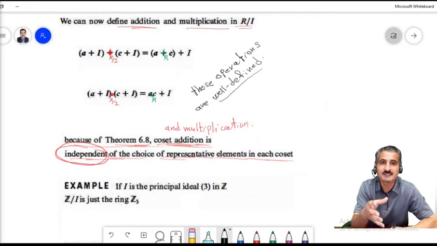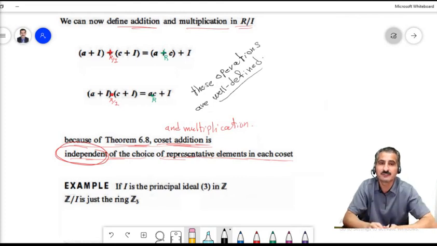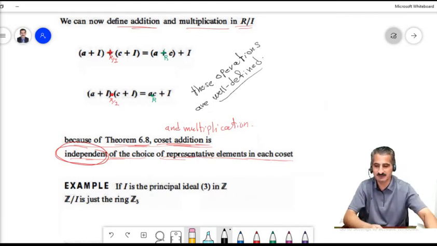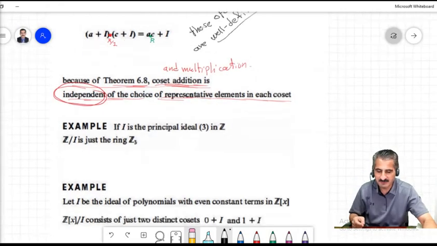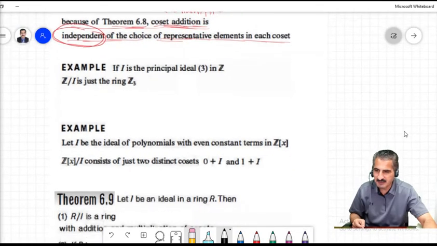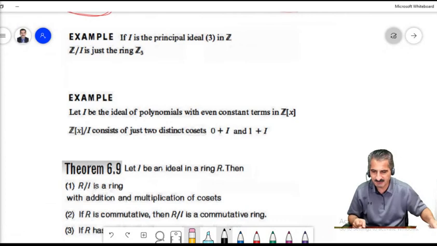So a coset might be represented by so many, maybe infinitely many elements, and you don't want that to affect the image of that element under the function. So no matter what element you use inside that function, the result will always be the same. That will be called a well-defined function, and we will see it in a while. Okay, now we have well-defined operations, and we have actually seen such examples before.